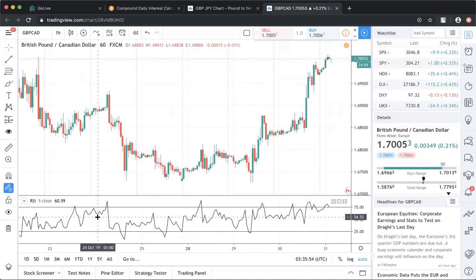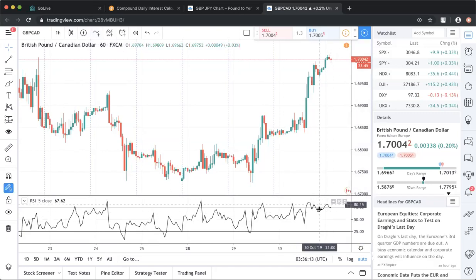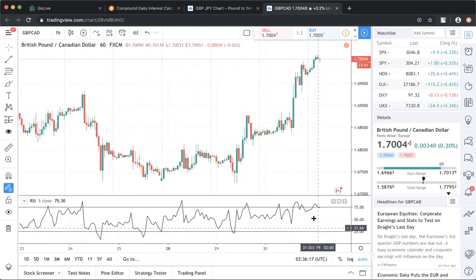You can add an RSI on your MetaTrader 4 on your phone by pressing the F on the top of the chart, and right here on TradingView by pressing indicators and strategies and searching for RSI or relative strength index. So what we're looking for, I see why you said GBP CAD. I like that.